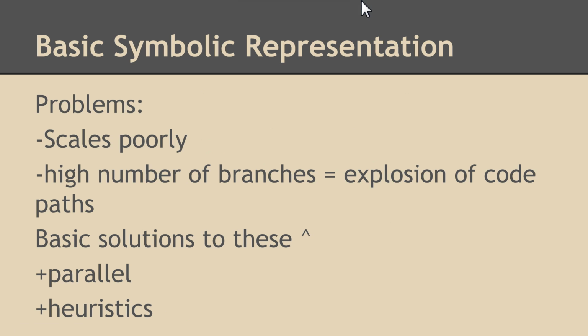As I said, each branch imposes a binary exponential cost, and this scales poorly, and a high number of branches leads to an explosion of code paths. The basic solution to this is using heuristics to cut out following uninteresting paths, and also to explore these possible paths in parallel.